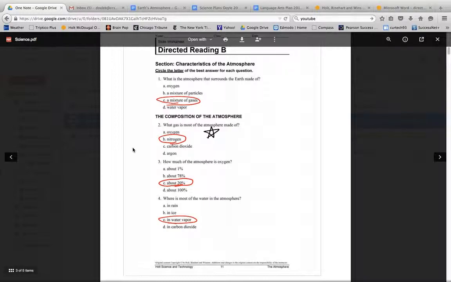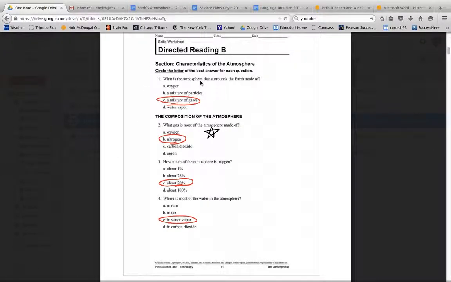All right, so number one, what is the atmosphere that surrounds the Earth made of? It's made of a mixture of gases. Two, what gas is most of the atmosphere made of?